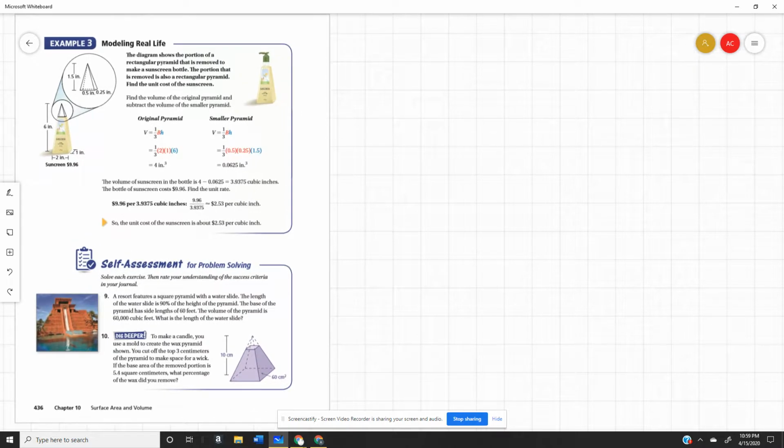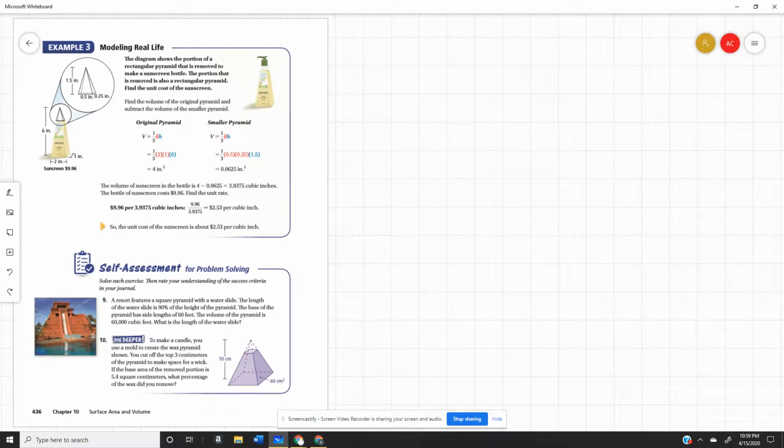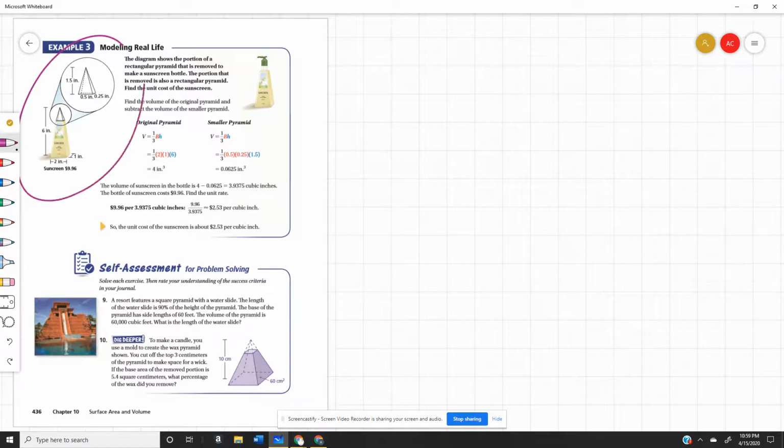Okay, example 3, modeling real life. It says that the diagram shows the portion of a rectangular pyramid that is removed to make a sunscreen bottle. The portion that is removed is also a rectangular pyramid. Find the unit cost of sunscreen. Okay, so they tell us how big this entire bottle is, and then they tell us how much the portion they remove is, and then they tell us how much the sunscreen costs. And all of that information is found right here.